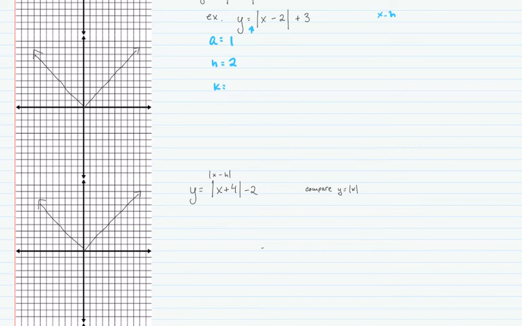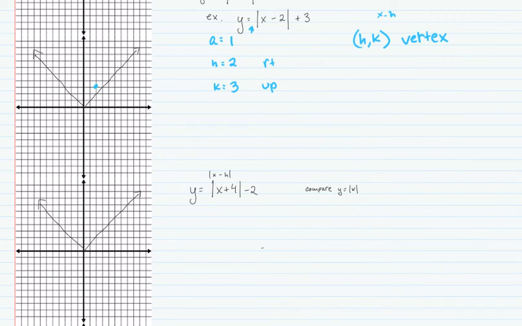And my K is a positive 3. So H comma K is my vertex, is my new vertex. So I have shifted my entire graph to the right 2, and up 3, so right 2 and up 3. So this is my new vertex.